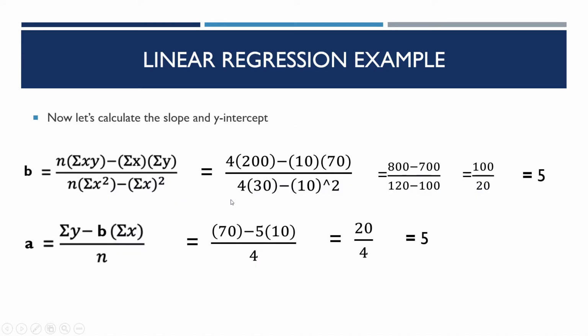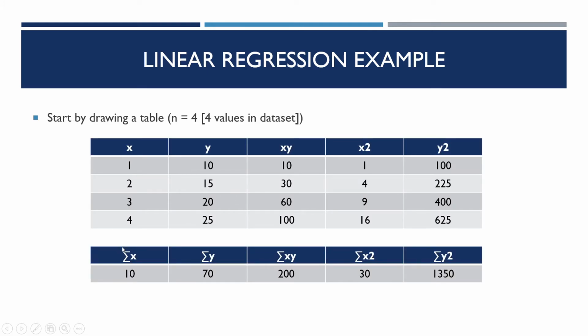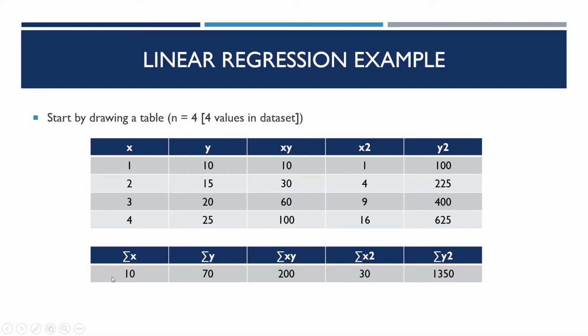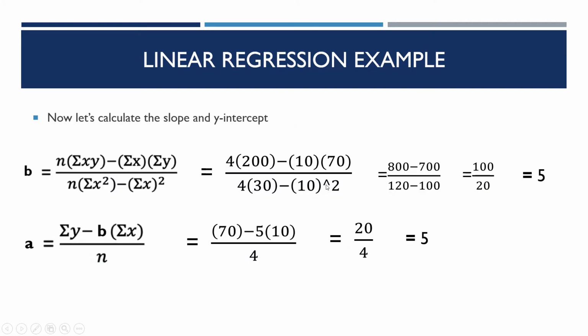And then we do the same for the one below. We simply refer to our table that we created in the previous slide, and then we just plonk these numbers in. The sum of x is 10, and the squared here, I've done it to the power of 2, which is the same as squared. So 4 times 200 is 800. 70 times 10 is 700. You get 800 minus 700. 4 times 30 is 120, minus 100 is 20. 100 over 20 is 5. So the slope is 5.